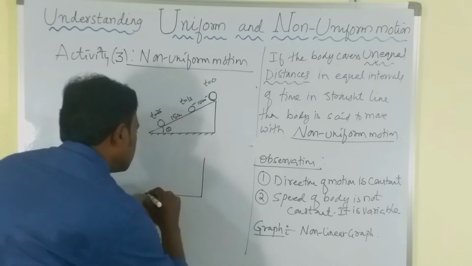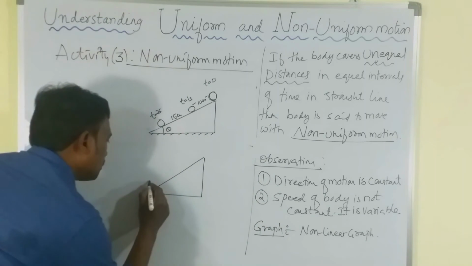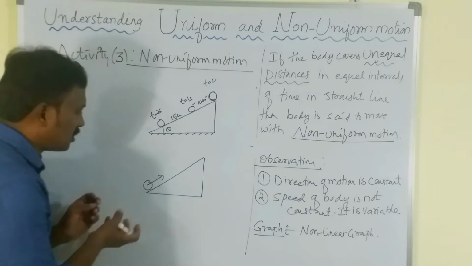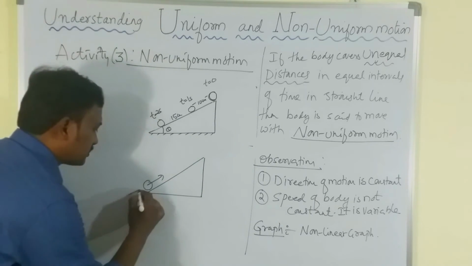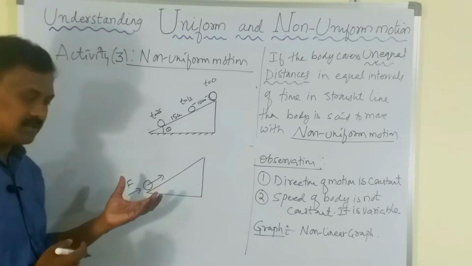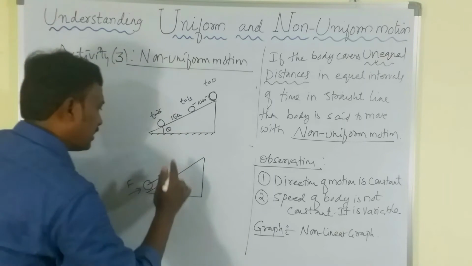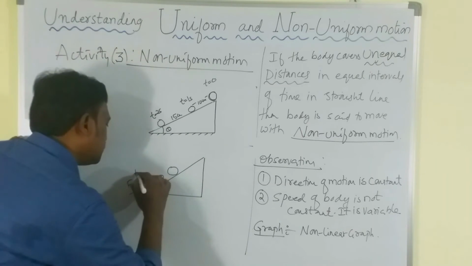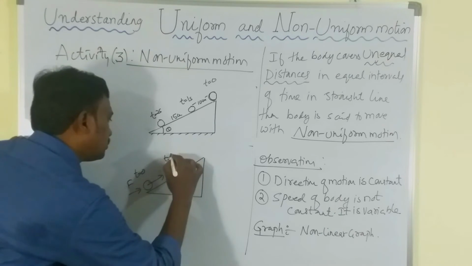If you take the inclined plane and suppose you throw the ball in the upward direction. You throw the ball upward. If you want to throw it upward, you have to exert one force here. When you apply a force here, what happens for the first second, t is equal to 0 and t is equal to 1 second.